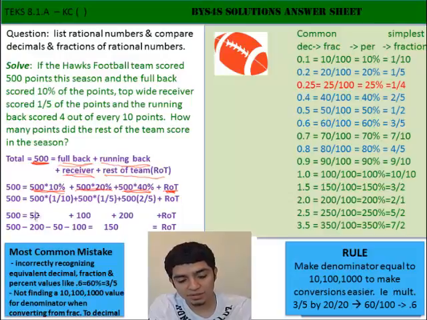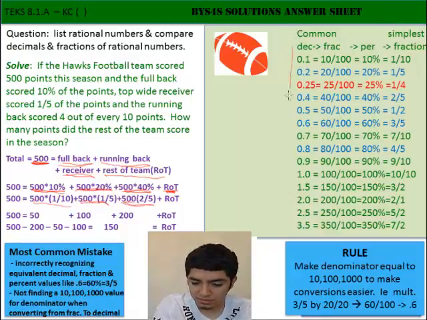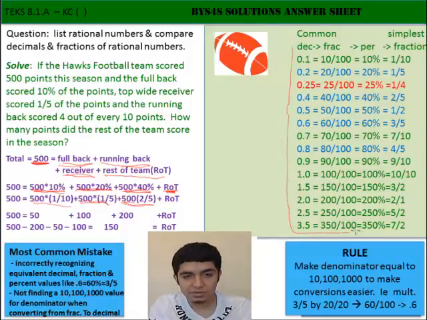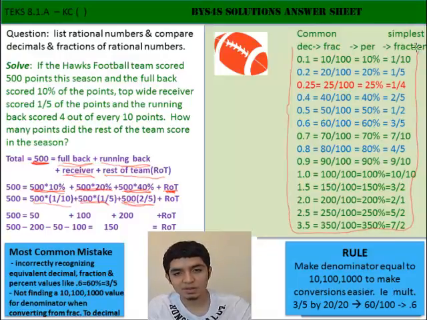the 10% into 1/10. Then we have the 1/5, which are the wide receivers' points. And then we have the running backs' points, which are just 2/5. Which here on the side you can see on our table the conversions we're using. And these are good to know just for these type of problems where you want to have all the same type of integers.